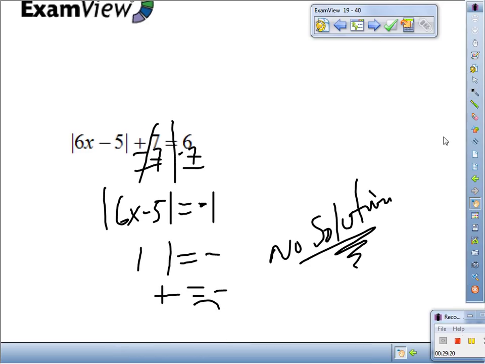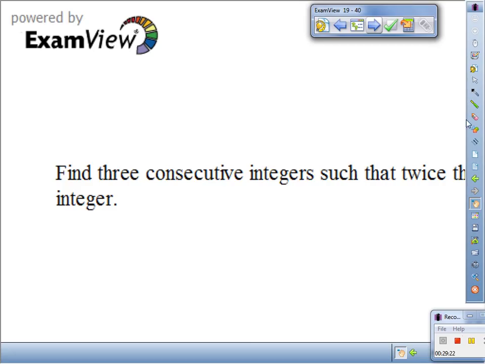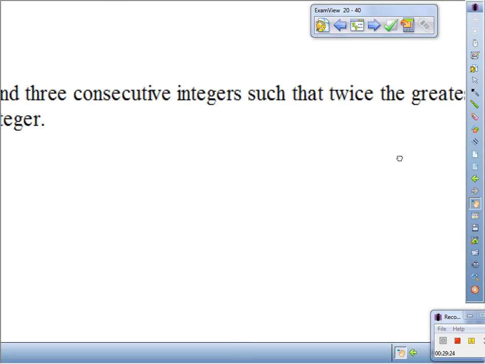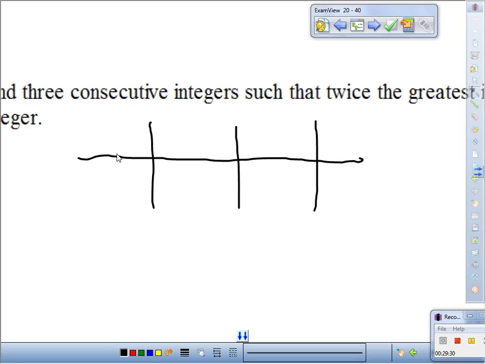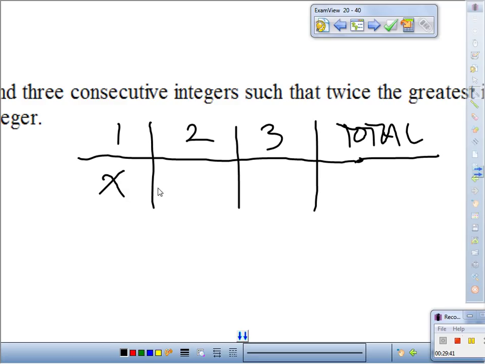And the last one from last night, number 20. Your favorite. 3 consecutive integers. How many of them? 1, 2, 3. That means 1 consecutive, 2 consecutive, 3 consecutives, and total. First, we need to set up the information given. 3 consecutive integers. Do we know the first one? No. X. What's the next consecutive? X plus 1. What's the next consecutive? X plus 2. This never changes.